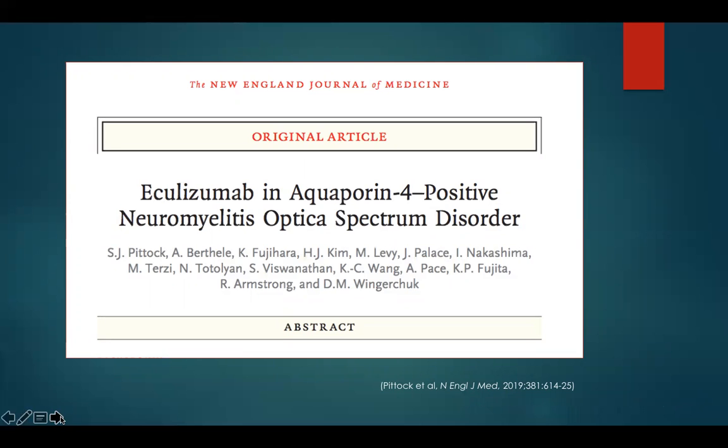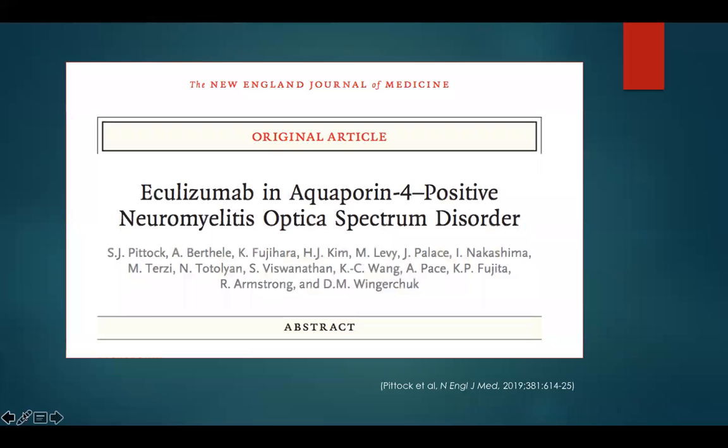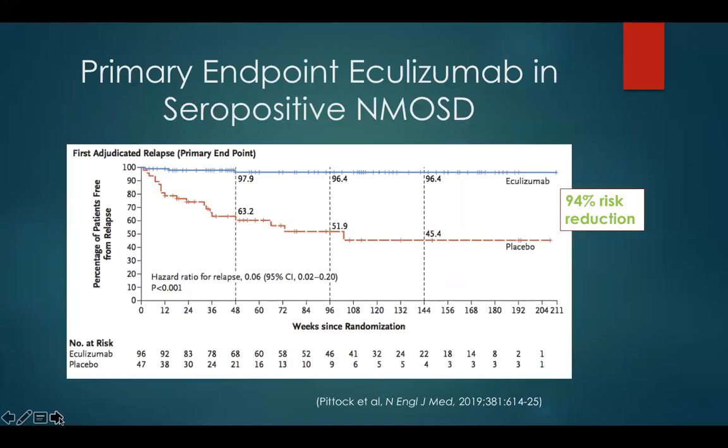that is eculizumab. And eculizumab is a monoclonal antibody that interferes with the complement cascade, and it specifically targets C5. So this is a Kaplan-Meier curve from the New England Journal article for eculizumab, and this shows a 94% risk reduction of eculizumab for NMO attacks versus placebo, so pretty remarkable.